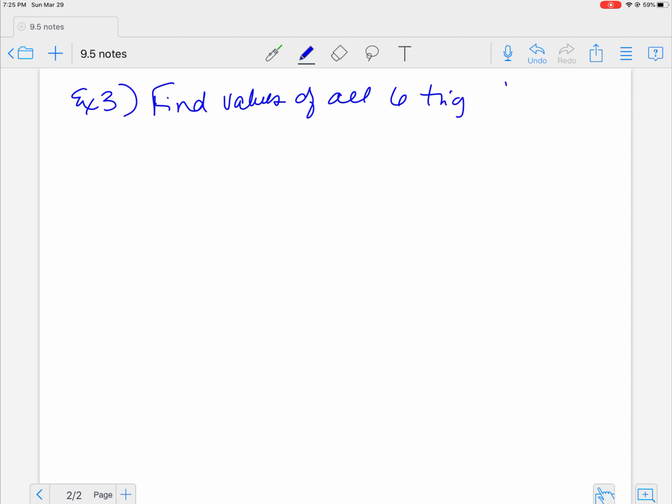So, what if I have example 3? I want to find the values of all 6 trig functions.